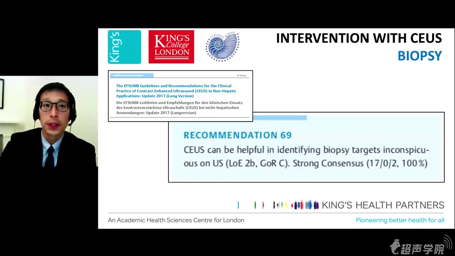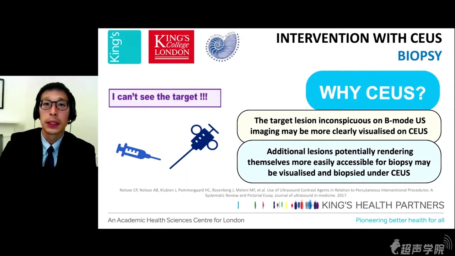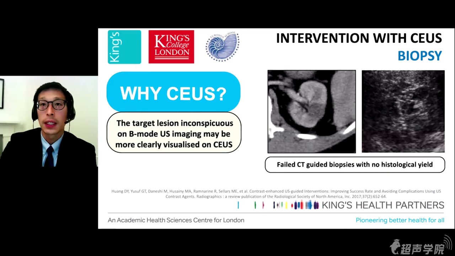It is also useful to identify a target which may not be easily identified on grayscale ultrasound. How does a contrast ultrasound help? So firstly, it may help you to see the lesion more clearly. Secondly, it may help you to identify additional lesions that you probably did not expect to identify initially, but become clearly visualized on contrast enhanced ultrasound. So here there's an example of a lesion which is not clearly visualized on the grayscale ultrasound.